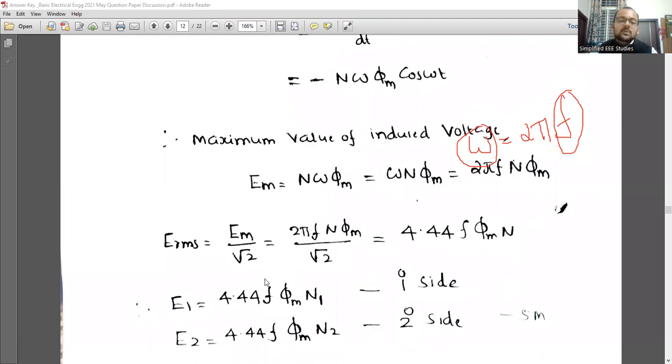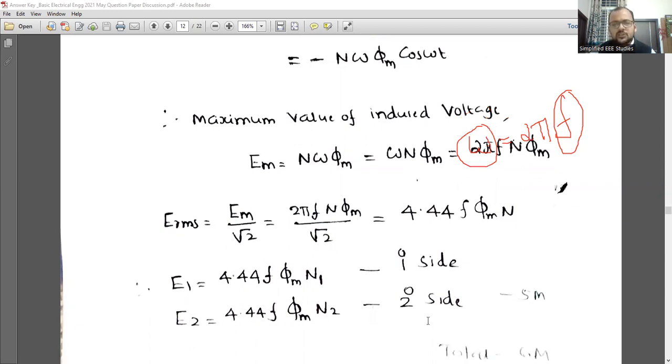Now, if I talk about the primary side, EMF induced at the primary side can be written as E1 equal to 4.44 f into phi m into N1. It is at primary side. Whereas secondary induced EMF is written as E2 is equal to 4.44 f into phi m into N2. That is happening at the secondary side. That is sufficient. This is what you are supposed to write in your answer book. We have completed that particular portion.